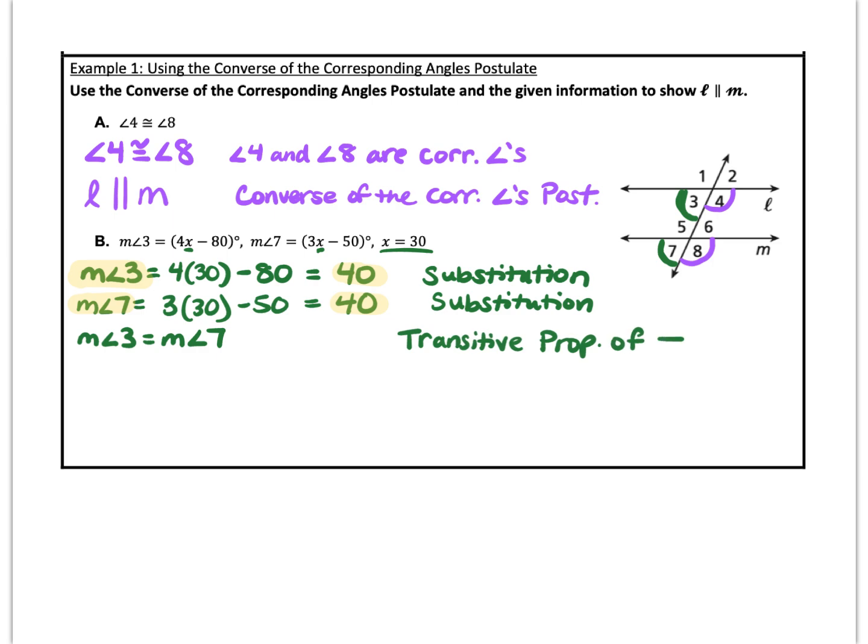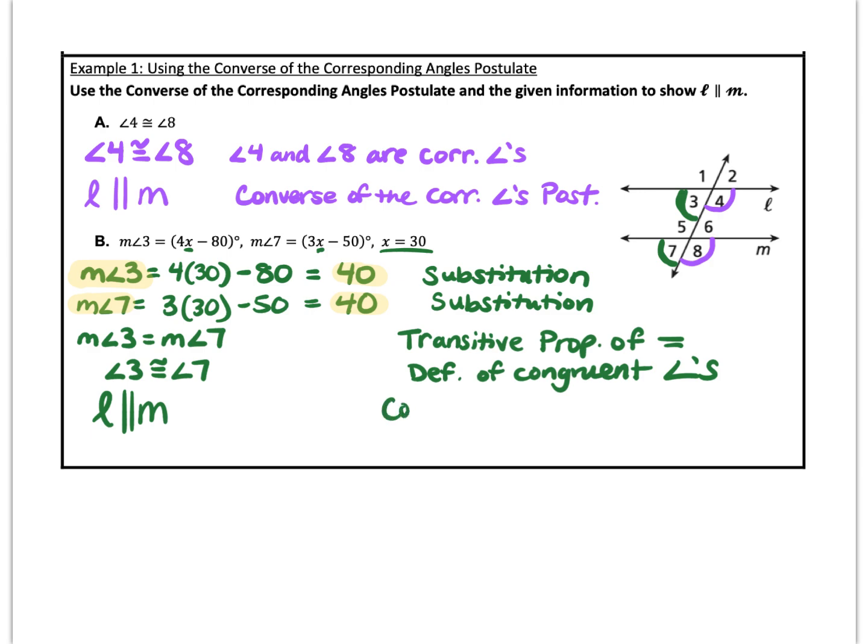Of equality. Well, if the measures of angle 3 and angle 7 are congruent, then angle 3 must be congruent to angle 7 by definition of congruent angles. And now, since we have a pair of congruent corresponding angles, we would be able to say line L must be parallel to line M by the converse of the corresponding angles postulate.